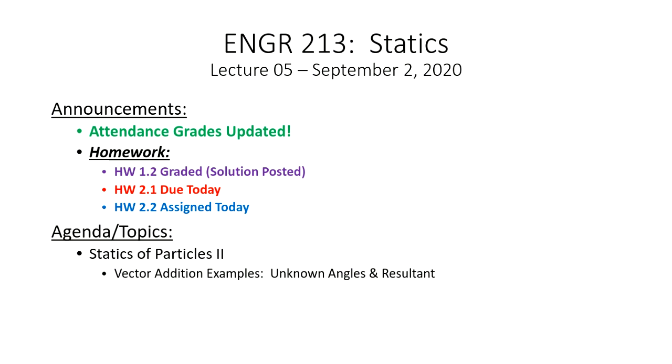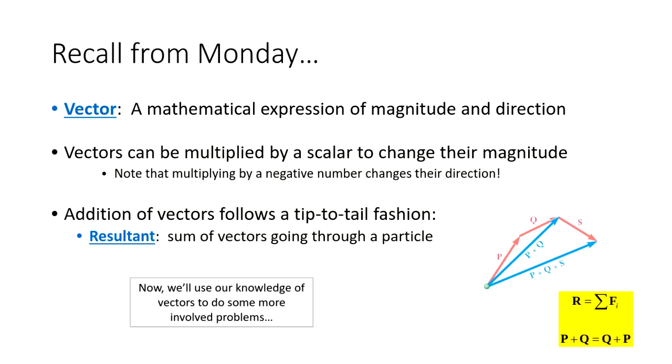All right, so let's recap what we talked about on Monday and where we're headed. On Monday, we introduced this mathematical object, which we call a vector. And remember, vectors are different than scalars. A scalar has just a magnitude, but a vector has a magnitude and a direction. That's really what distinguishes vectors: they are expressions of magnitude and direction.